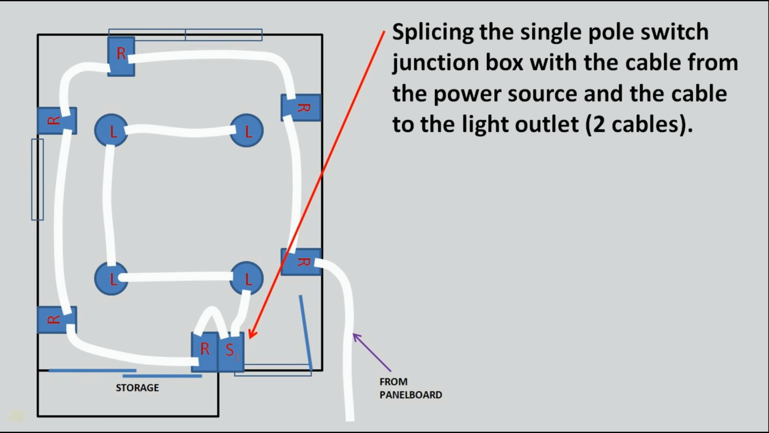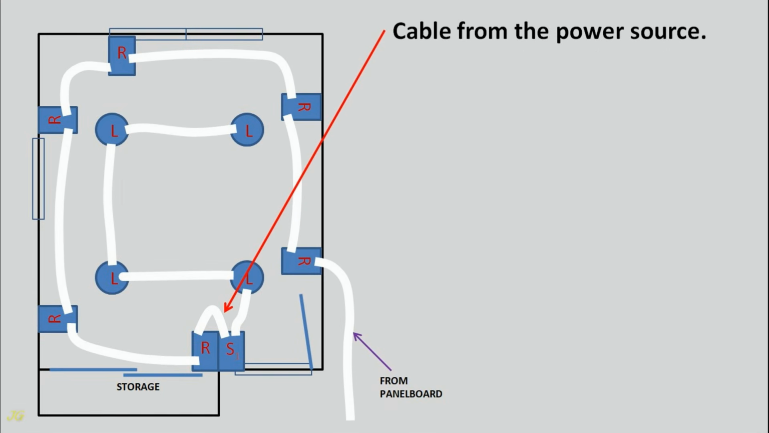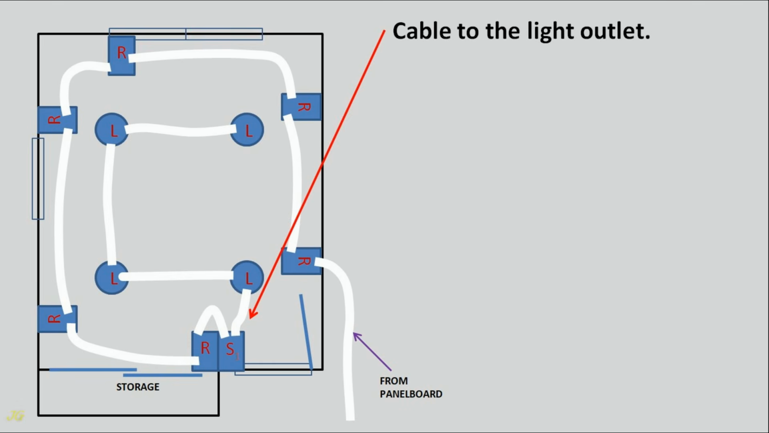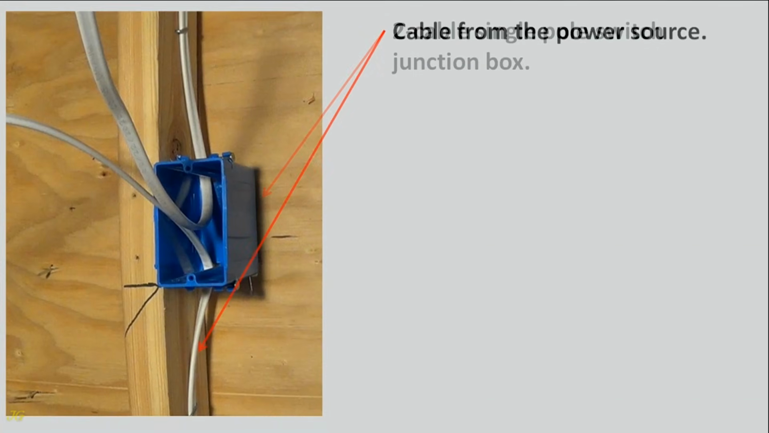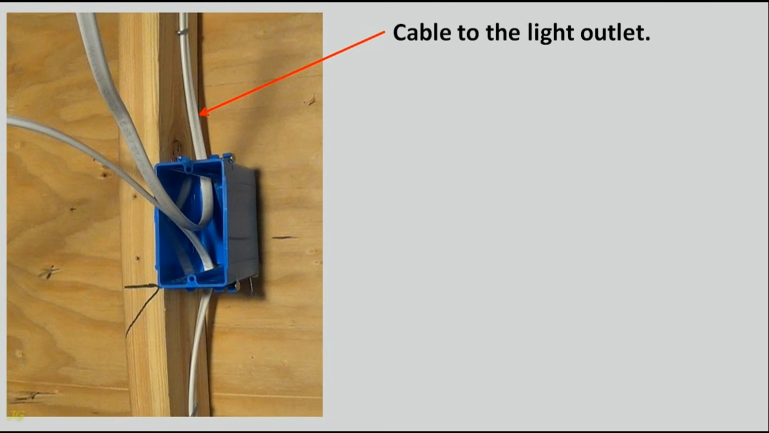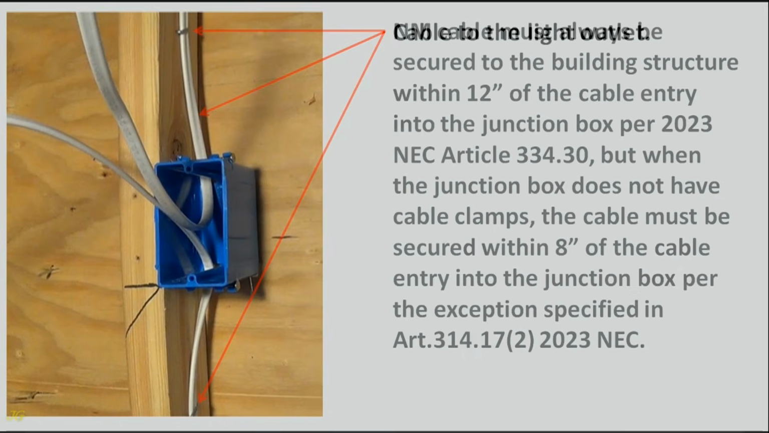Splicing the single pole switch junction box with the cable from the power source and the cable to the light outlet, 2 cables. Cable from the power source. Cable to the light outlet. 2 cable single pole switch junction box. Cable from the power source. Cable to the light outlet.